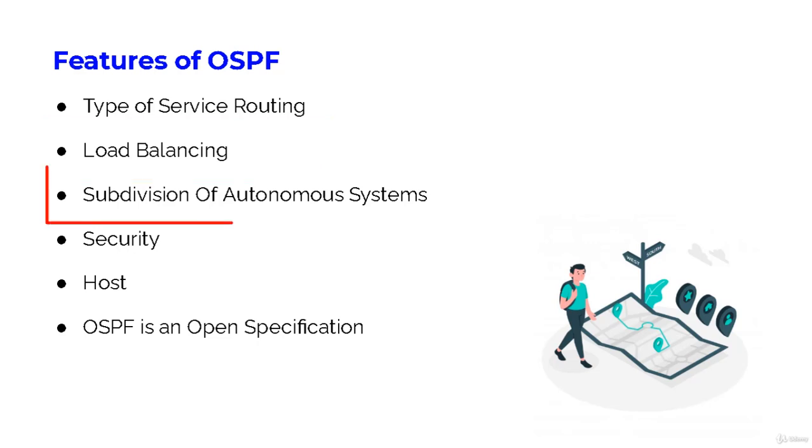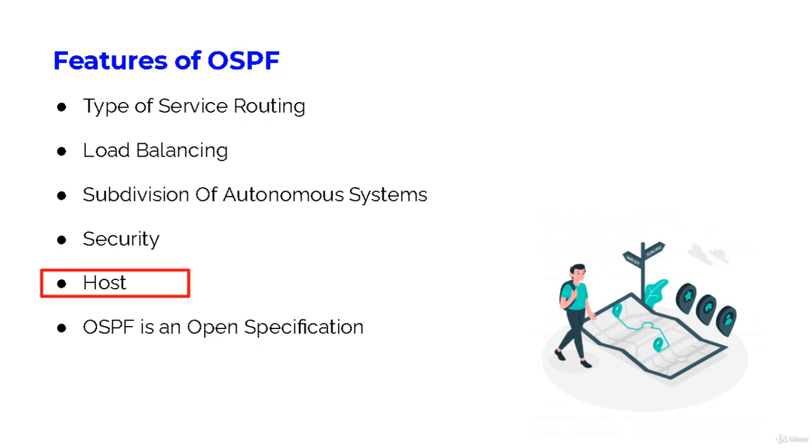The next is subdivision of autonomous systems. It is possible to further divide the system into logical areas. This would improve the management of large autonomous systems. The next is security. The data exchanges in OSPF are authenticated. So only those hosts intended for the routing network are included in the OSPF routing path.